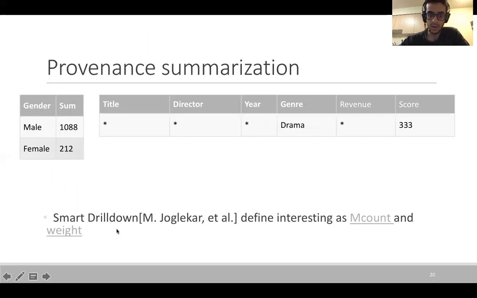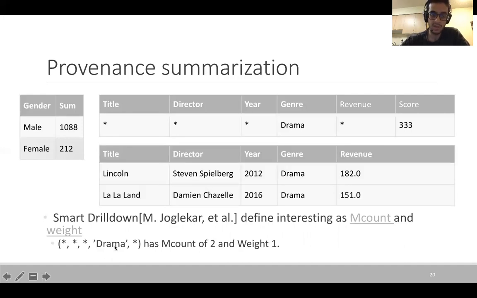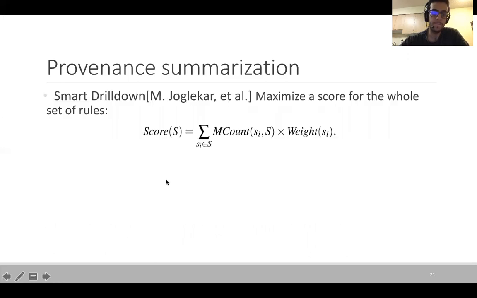And in the work of Smart Drill Down, which we base some of our work on, they define interesting as 2 parts. The first one is marginal count, really coverage, how many tuples are covered by a rule. And the second one is weight. Now, the weight of a rule, such as this one, a rule that only has drama in it, has a weight of 1. And since this rule covers 2 tuples, we can say that it has an M count, or marginal count, of 2. Now, in Smart Drill Down, the point is to maximize the score for the whole set of rules.